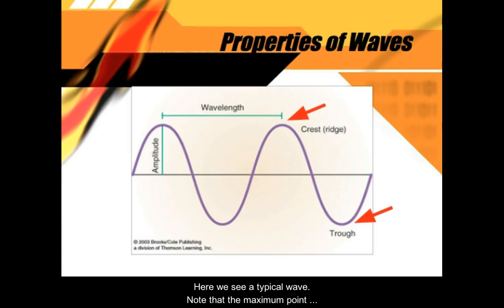Here we see a typical wave. Note that the maximum point of the wave is known as the crest. The minimum point is known as the trough. In addition, there is an imaginary midline drawn through the wave. This midline is equidistant from the crest and from the trough.